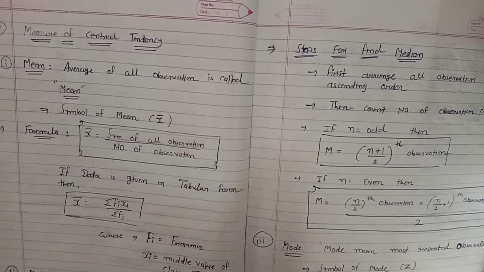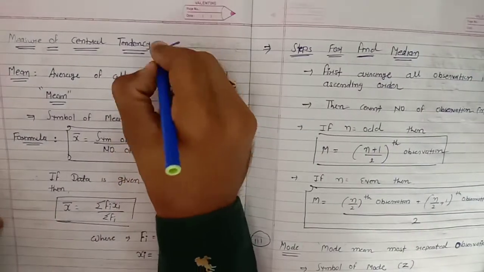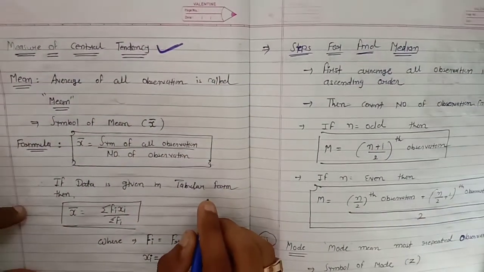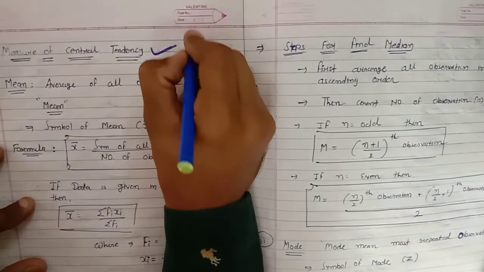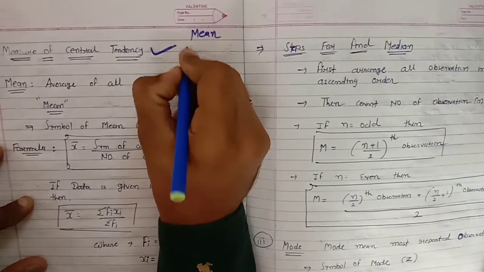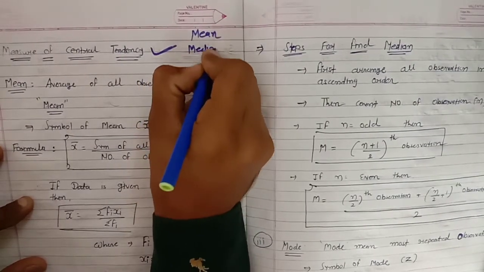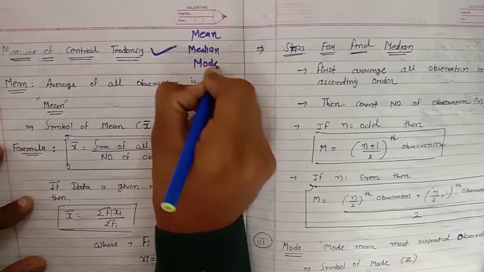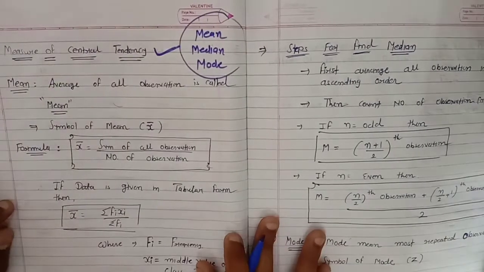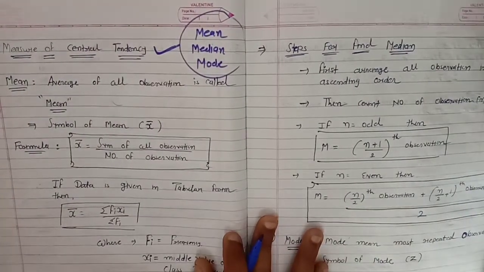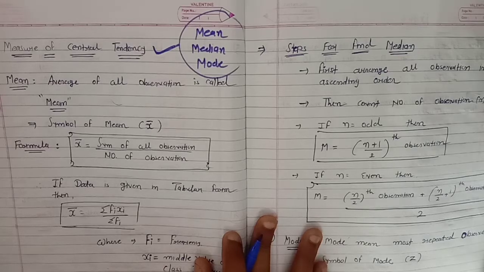New topic: measures of central tendency. In this one, we discuss three topics: mean, median, and mode. How do we find these three? We discuss it. First, find the mean.